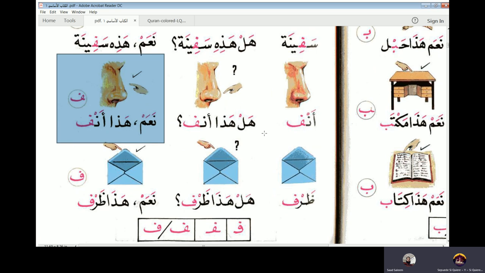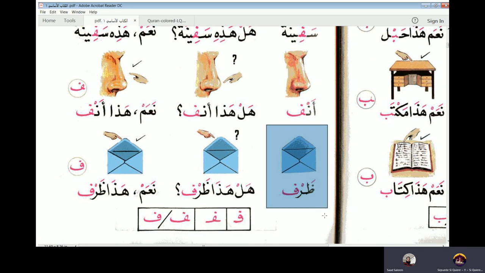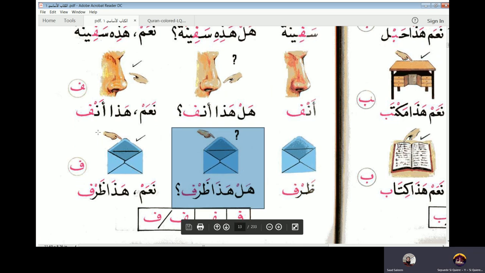Anfun. Yes, this is a nose. Darfun, an envelope. An envelope, an envelope. No, yeah, it has to be an envelope. Okay.